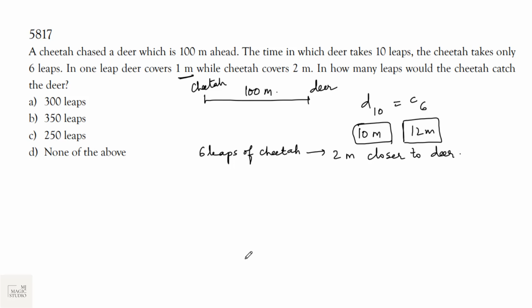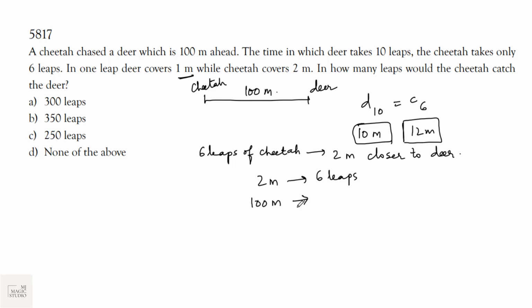I hope you have understood this. Whenever the cheetah takes 6 leaps, he is clearing off a difference of 2 meters between them. In how many leaps would the cheetah catch the deer? To cover 2 meters, the cheetah's relative leaps are 6 leaps. That means whenever the cheetah goes for 6 leaps, the relative distance that diminishes between the cheetah and the deer is 2 meters.